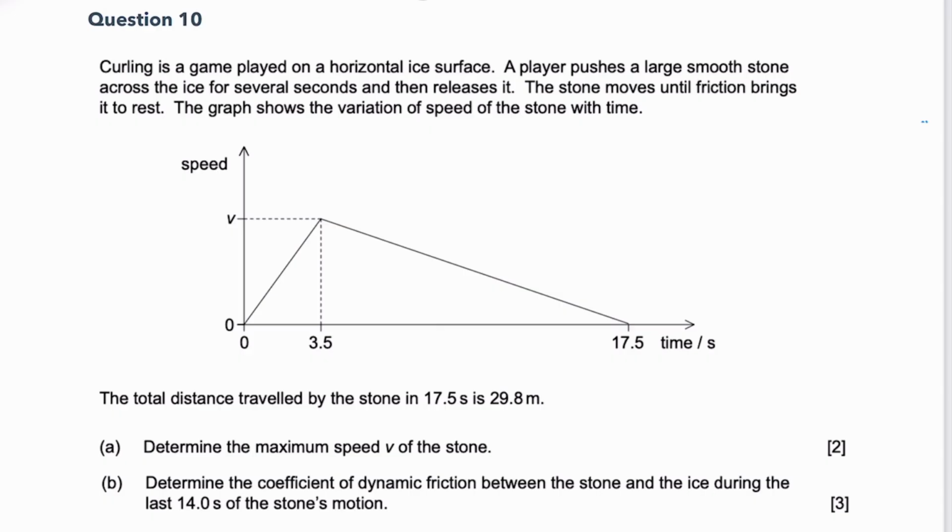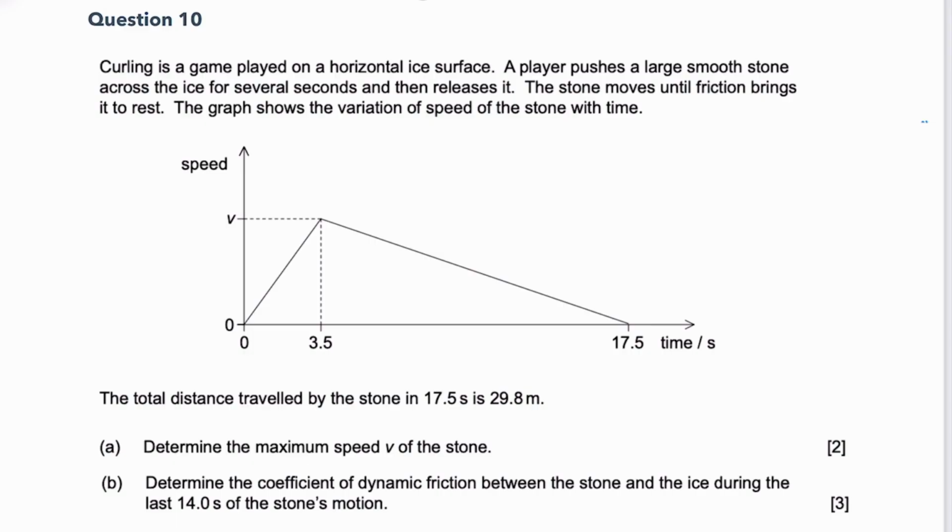Question 10. Curling is a game played on a horizontal ice surface. Here's a bit of interesting knowledge about curling. Scotland is actually really good at curling. We have boasted many of the world championships in curling. Amongst the many brilliant things in Scotland, curling is one of them for us. Okay, back to the question.